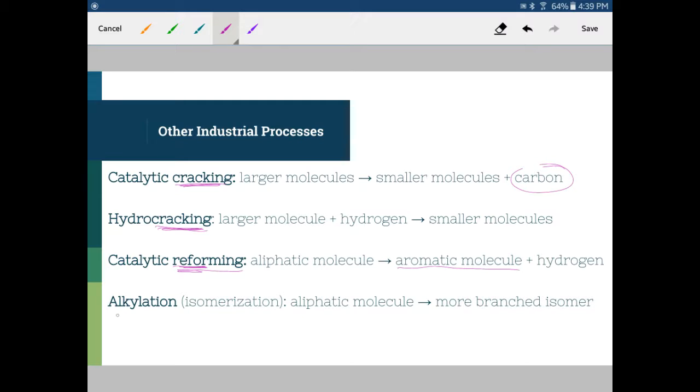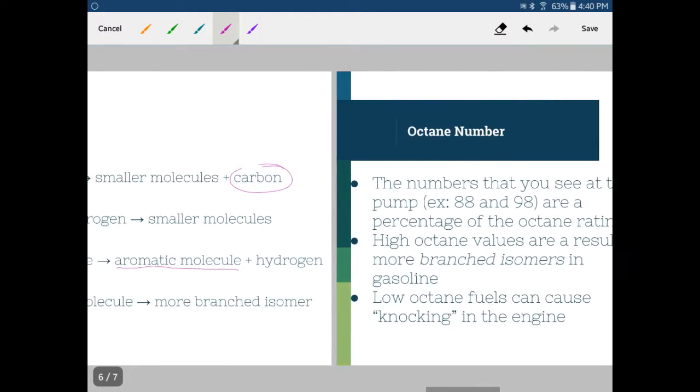And then we have a process called alkylation. Sometimes it's called isomerization, which is just a structural isomer. We're taking an aliphatic molecule and we're turning it into a branched aliphatic molecule. So we're taking aliphatic and we're just making it more branched. We're adding more branches. Now, the reason that we might want more branches is to change the boiling point of a compound, as well as if we're talking about gasoline, if we have a more branched isomer, we have a better octane number, which we'll talk about next.